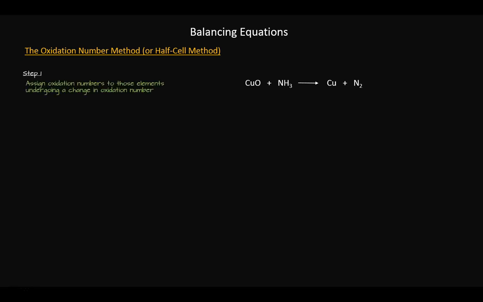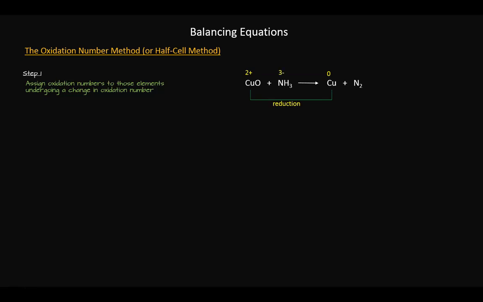First, we'll assign oxidation numbers to those elements undergoing a change in their oxidation states. For example, this is copper 2+. Copper in its elemental state is 0. It's assumed that you have previously learned how to assign oxidation numbers to atoms. Since the oxidation number has been reduced from 2+ to 0, we call this a reduction.